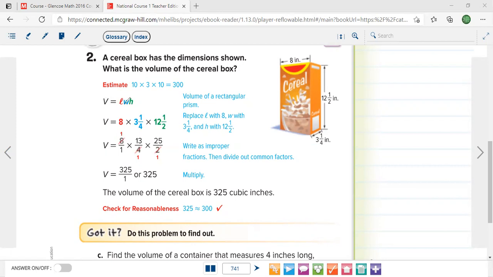The volume is length times width times height, so 8 times 3¼ times 12½. 3¼ will be 13/4 as an improper fraction. Multiply then add. Also multiply then add for the other, which will give you 25/2. Don't forget we can use cancellation, because 2 times 4 is 8, so we can cancel the 2, the 4, and the 8. So it's 13 times 25, which is 325. So the volume of the cereal box is 325 cubic inches, and it's close to the estimated one, so it's a reasonable answer.